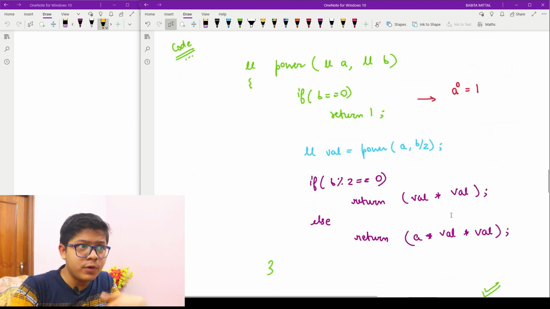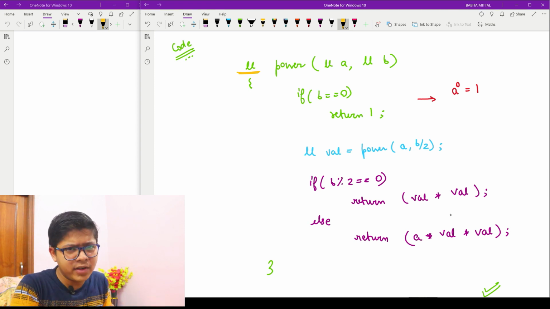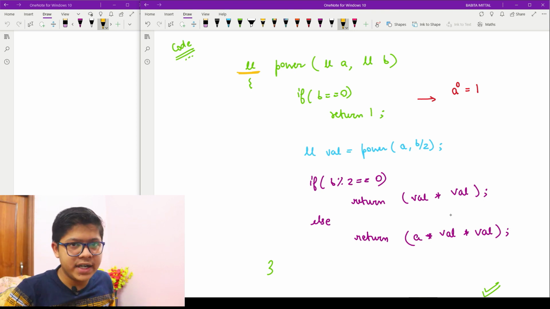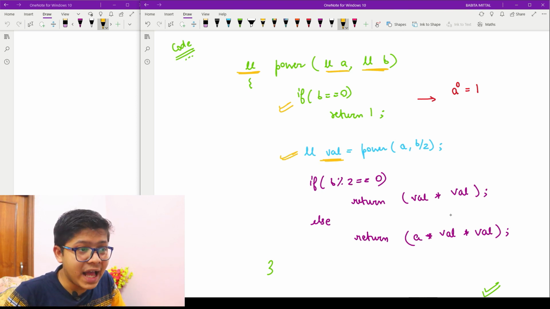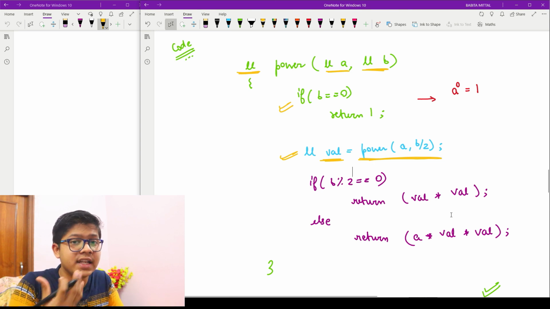Now, the proper code which you can refer to is this. The return type will be long int, or you can also have int if you know that the exponent will not exceed your int limit, although for safety in CP programs I use long. Now, long a and long b: if b is 0, then you return 1. Then you will have the val variable, which computes a raised to the power b by 2, because you are going to use this again and again.